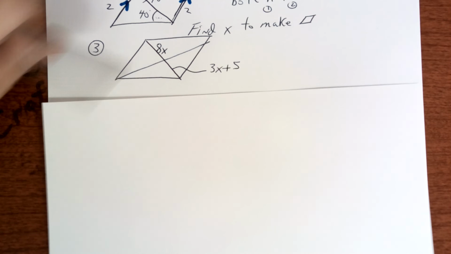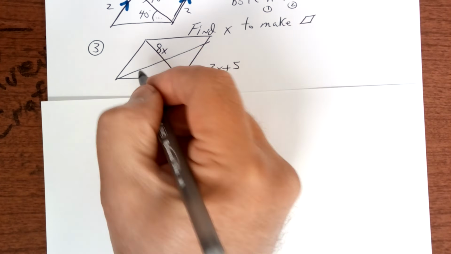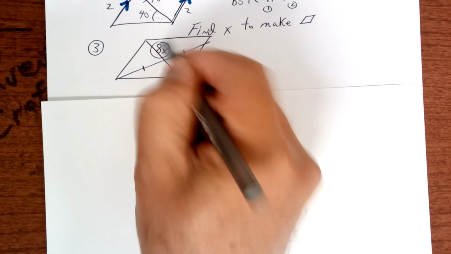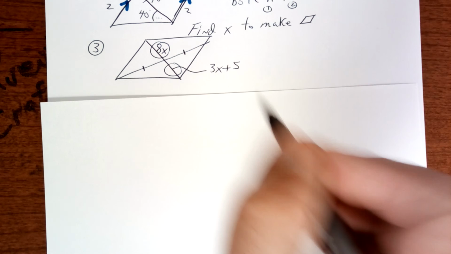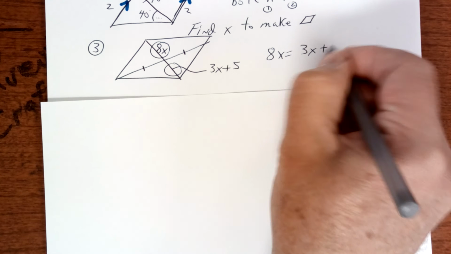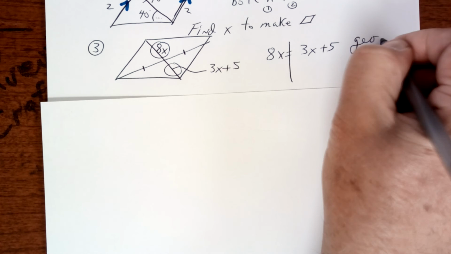It says find x to make it a parallelogram. Well, these are diagonals here, and I missed those, should have been equal. And these are equal too. So you're going to set 8x equal to this one. And then you have to be able to work it out. So this is your geometry. The question is, can you do the algebra?